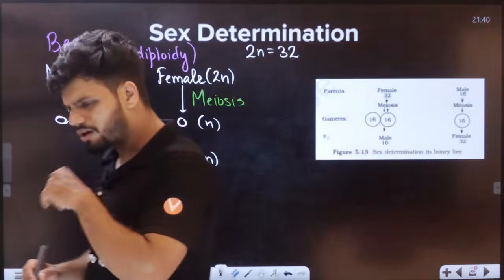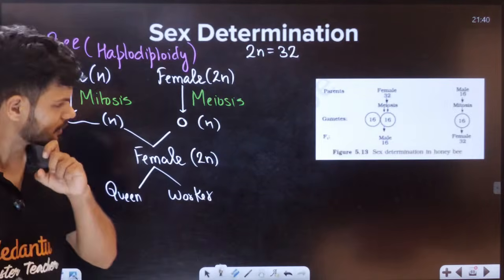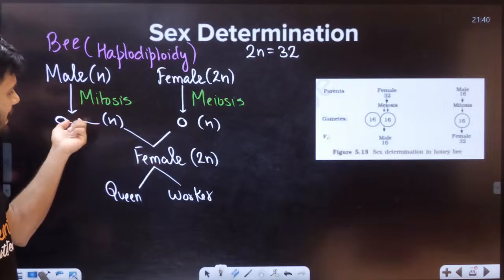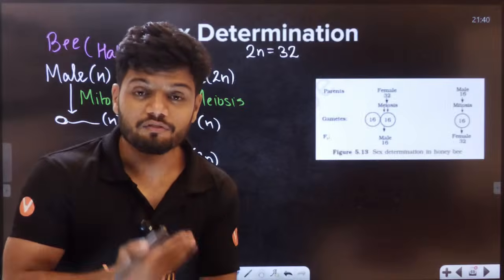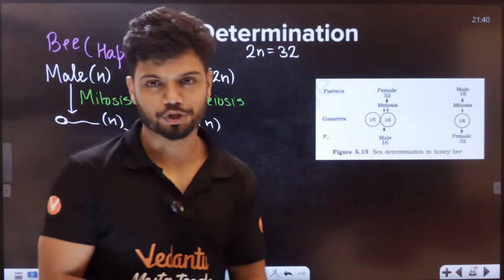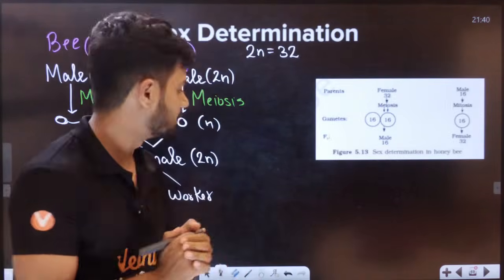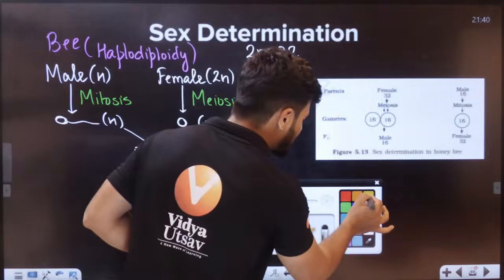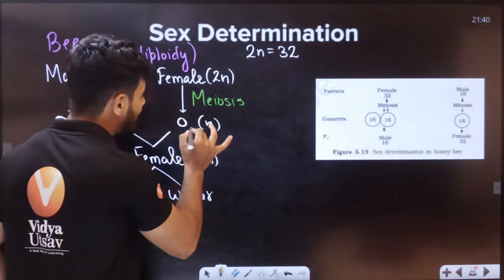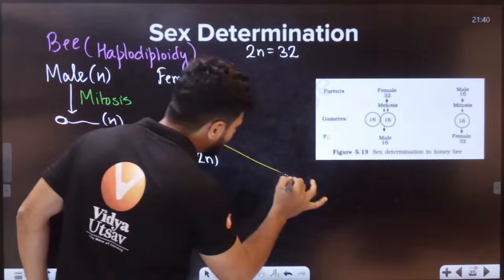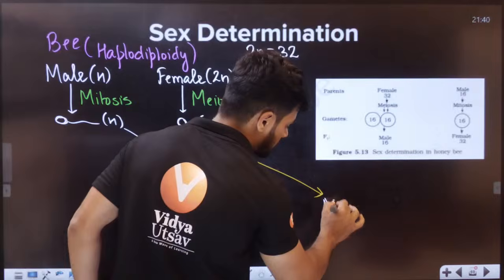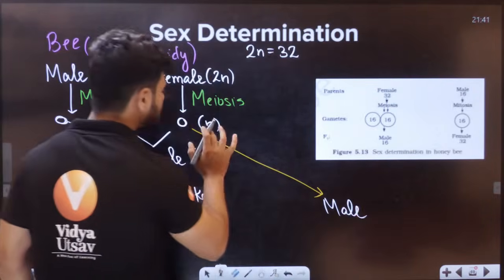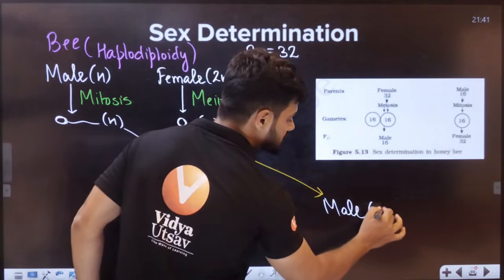Now, all of you might ask me, sir, here we got female as a result of fertilization, then how do we get male? Where are the male students? How are the males produced here? Students, very simple. This egg here will directly develop into a male. And this is haploid. Males are always haploid.